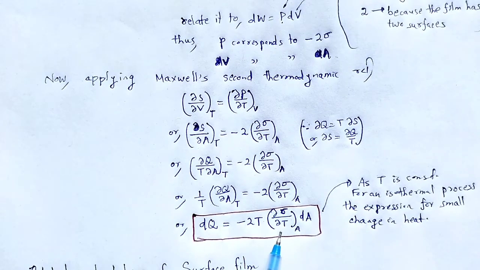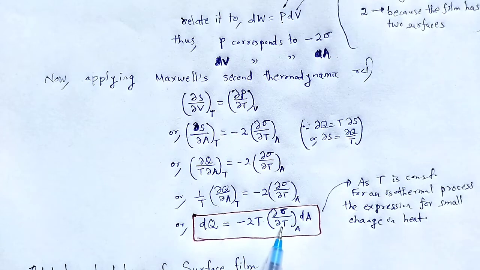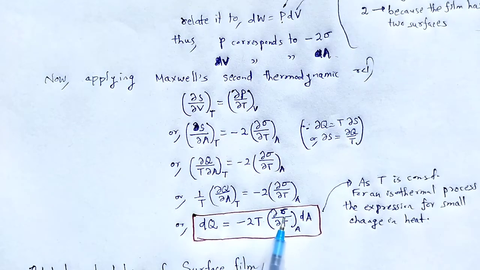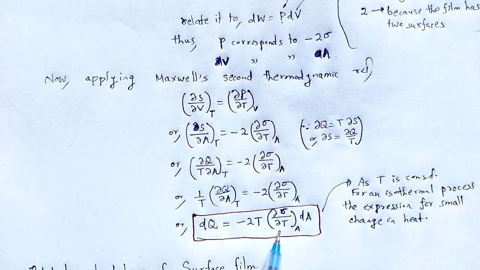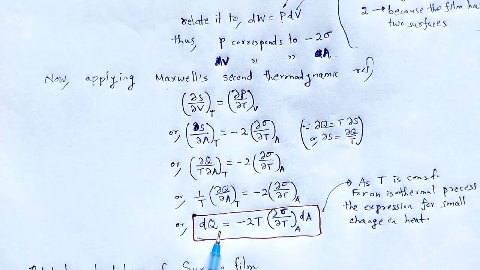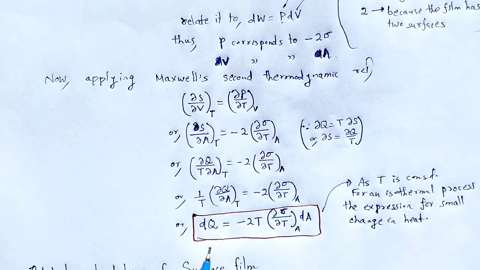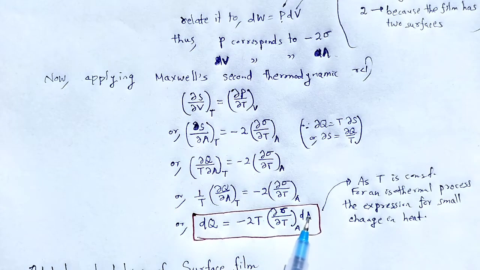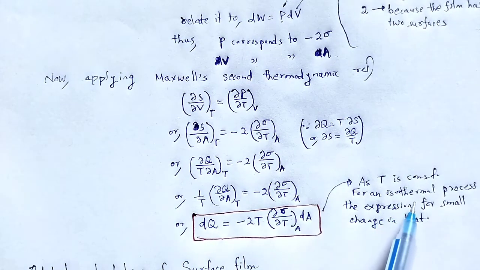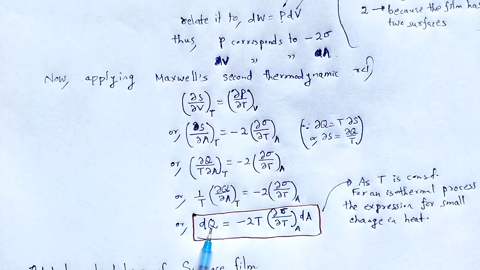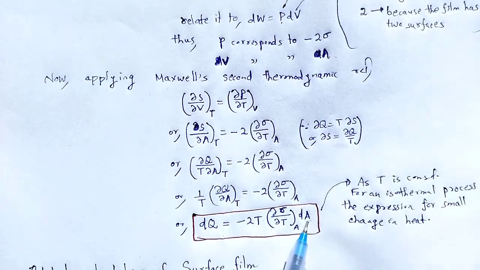Look at that equation. Since the factor del sigma by del T is negative, meaning the surface tension sigma decreases with increase in temperature, on the stretching of a film dQ has to be positive. That is, dQ is positive if the temperature is to be kept constant while stretching the film. Means in case of isothermal process, the heat change will be minus 2T del sigma by del T into dA.